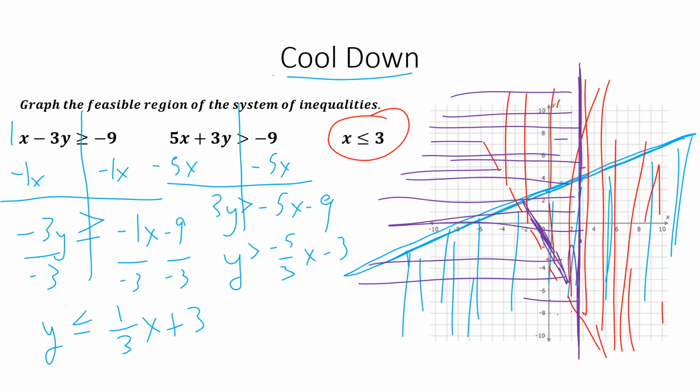So it's going to be this area inside of this triangle. And this is what your project's going to be. You're going to make what's called a feasible region. You're going to make that your own feasible region. Okay, that's it.